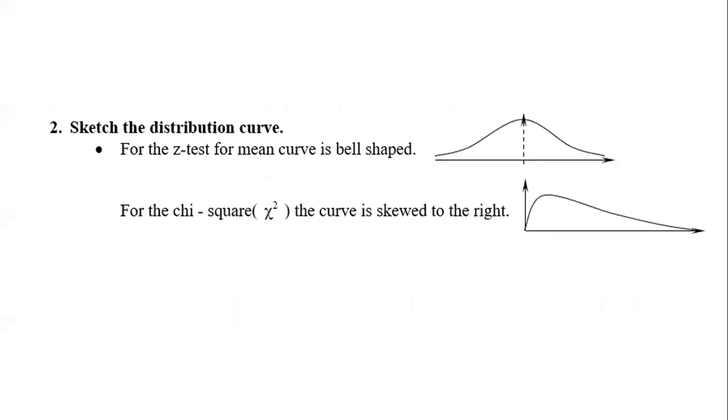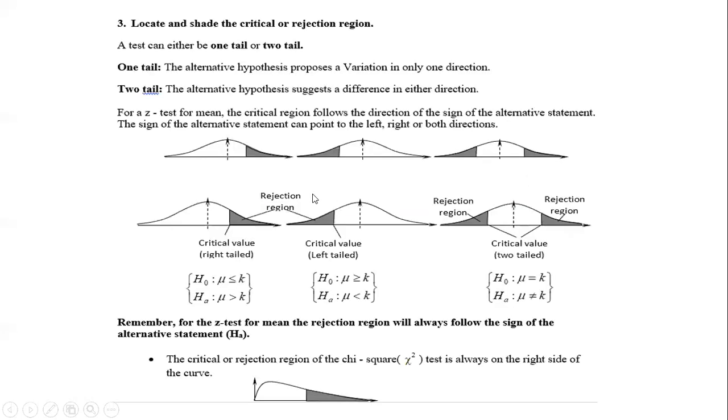Then step 2, we have to sketch a distribution curve. For the z-test for mean, the curve is a bell-shaped curve. And for the chi-square test, the curve is skewed towards the right. That's step number 2. Step number 3, you have to locate and shade the critical region. A test can either be one-tail or two-tail. That's for the z-test for mean; it is the only one that can be two-tail. It can be one-tail or two-tail.